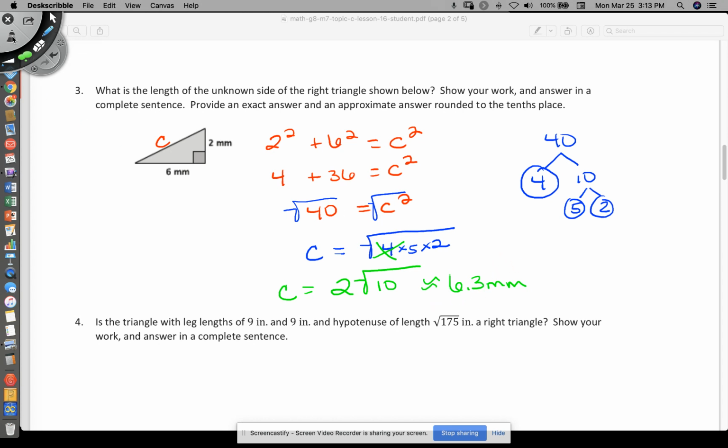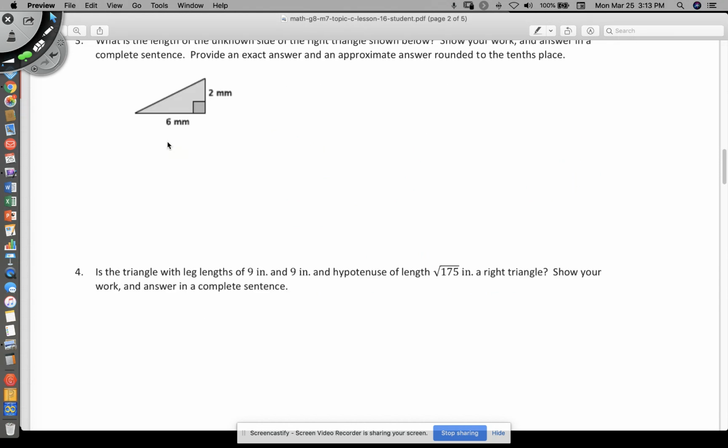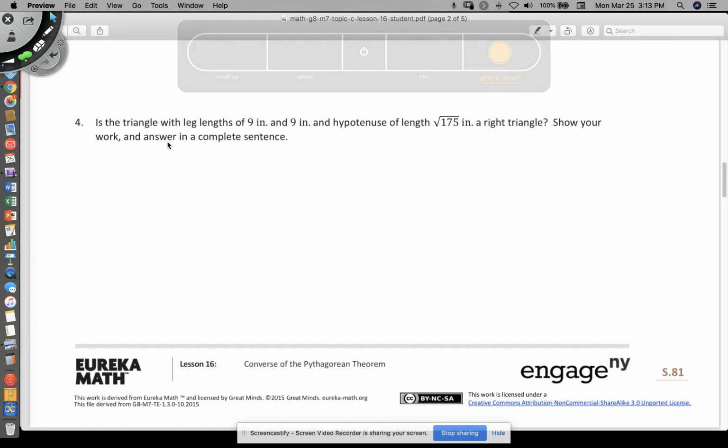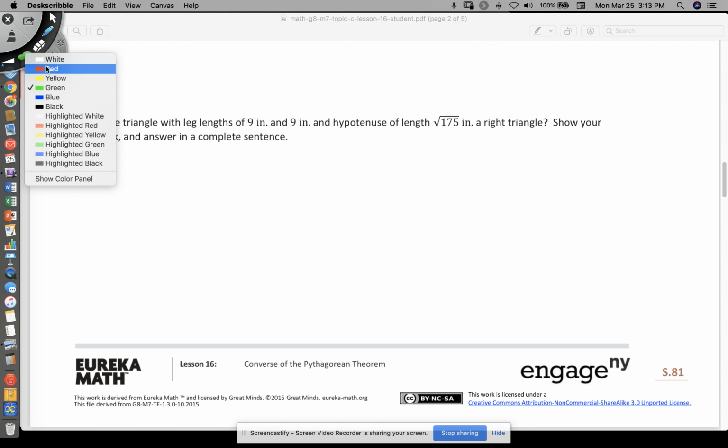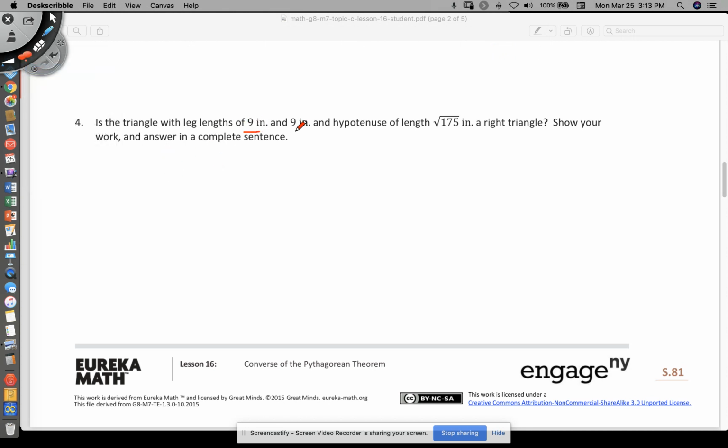All right, let's look at number 4. Again, number 4 wants to know, will this give you a right triangle? So we have lengths of 9 and 9 with a hypotenuse of root 175. So I'm going to set this one up for you, and then you're going to go ahead and solve it. So we have 9 squared plus 9 squared is going to equal the square root of 175. Okay? Now don't forget, you have to square this one as well. So go ahead and solve this out. Remember, if you get the same answer on both sides of the equal sign, they are equal. If you don't get the same answer, then it's not equal.